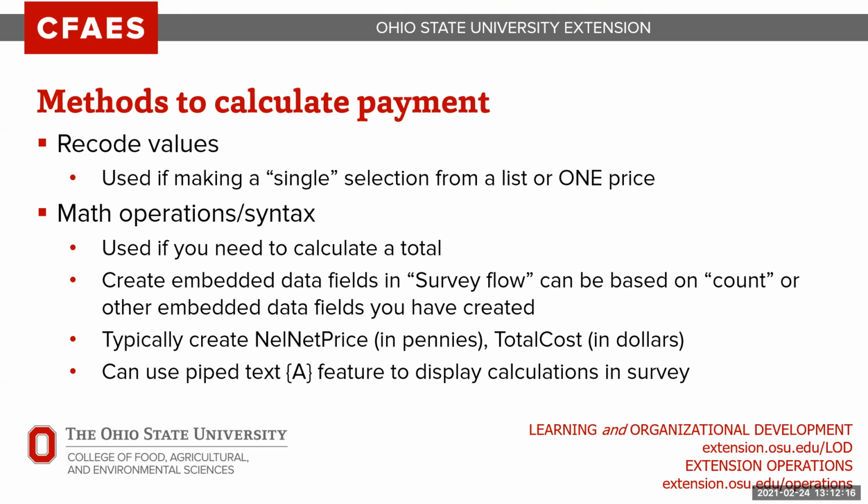Most of the time, you're going to be creating embedded data fields within the survey flow to do this. It might be based on account, or on a different embedded field that you already created. For example, the most common embedded data fields we create are NelNet price, because to pass information to the NelNet website, it needs to be in pennies.